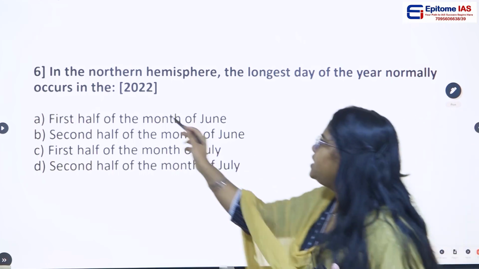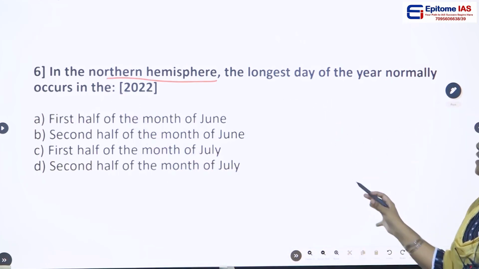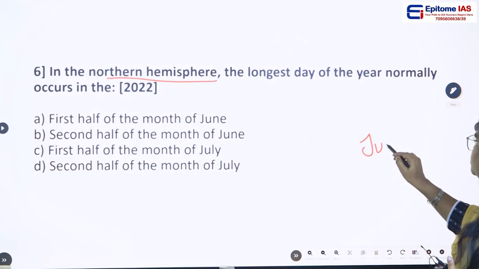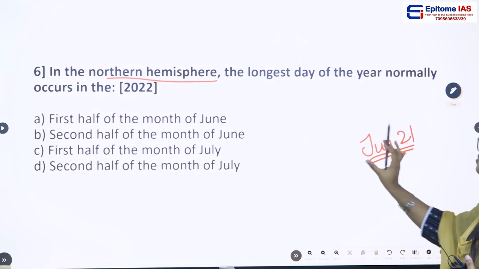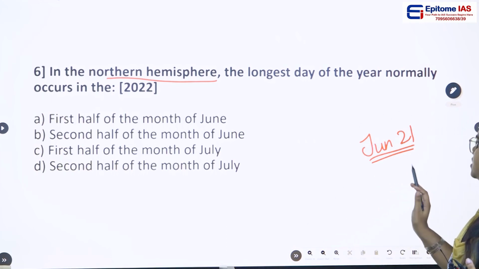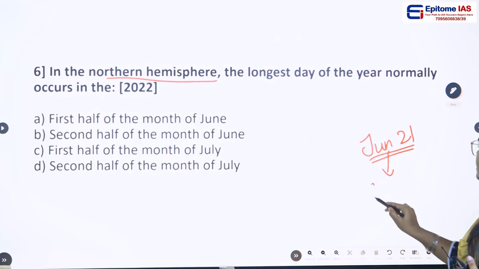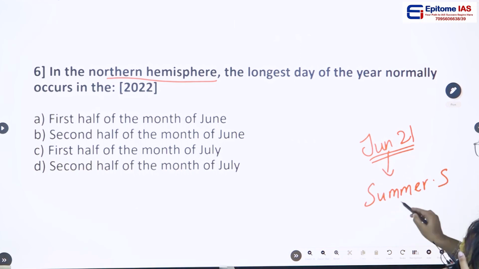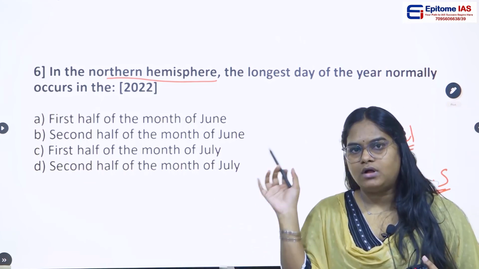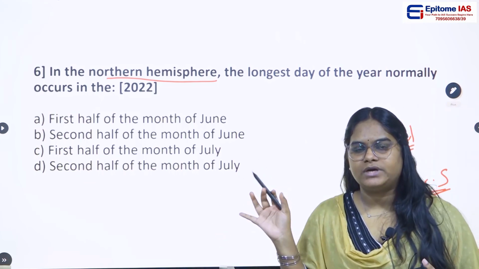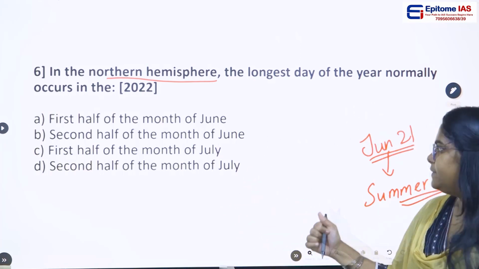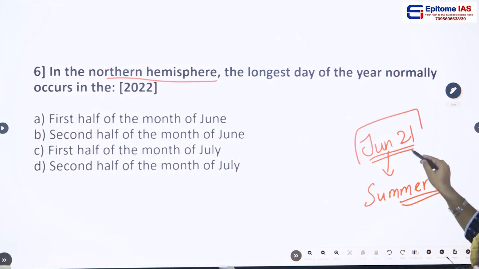So in the northern hemisphere, the longest day of the year normally occurs, as we just saw, on June 21, sometimes June 22, but mostly June 21. This day is called the summer solstice. Why? Because the direct sun rays fall on the Tropic of Cancer. What it means is the northern hemisphere has the longest day on June 21.